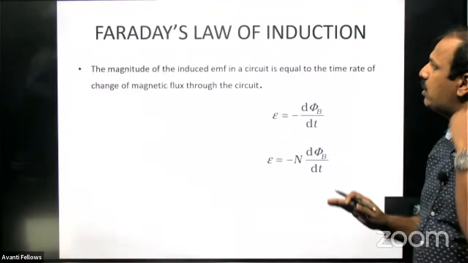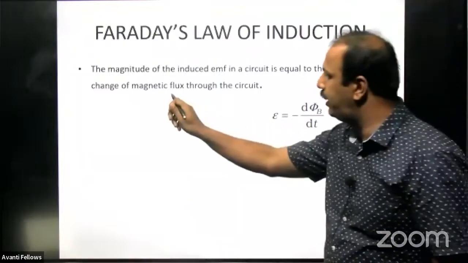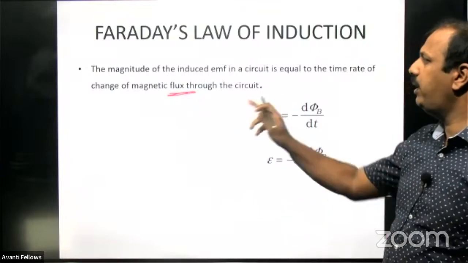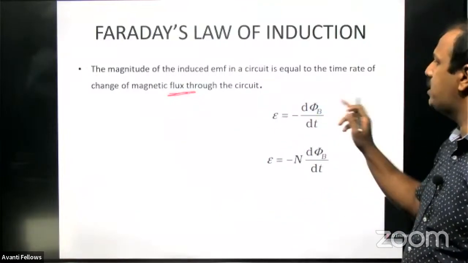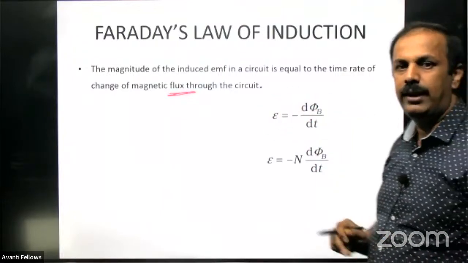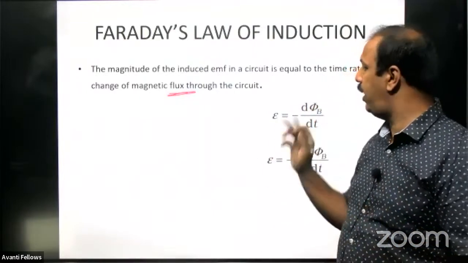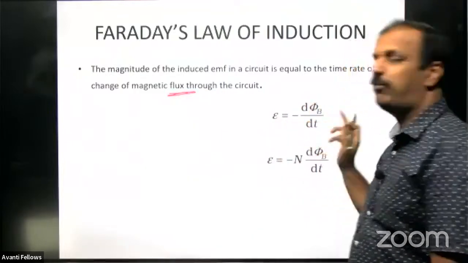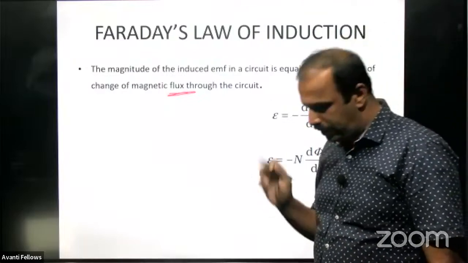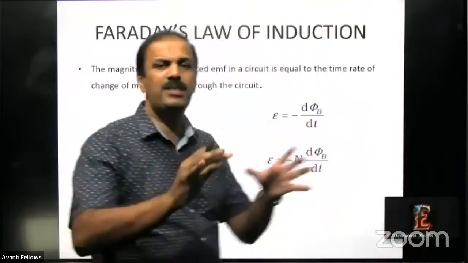So we have Faraday's laws of induction here. In Faraday's laws, we are using the word flux, that's why we studied flux now. Here you can see the magnitude of induced EMF in a circuit is equal to the time rate of change of magnetic flux through the circuit. That is how much EMF is induced, and that is actually equal to the rate of change of flux. The rate of change of magnetic flux is EMF. So in this Faraday's law, we are getting a clear idea about how much the induced EMF is.